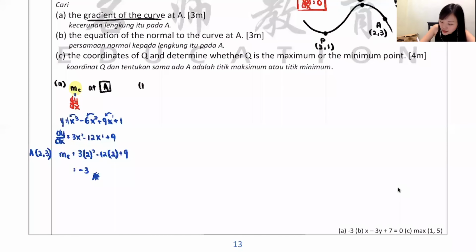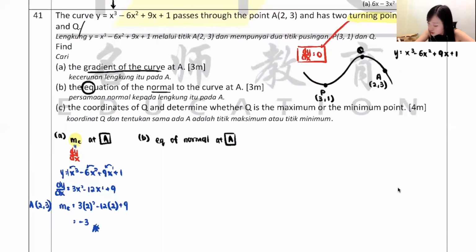Do you understand? Let's go on to B. For B, they say find the equation of the normal to the curve at point A also. So still at A. I'm scared you don't know, so I'll draw it for you. Here, the tangent will be this straight line. That is for the tangent. The normal will be at 90 degrees to this straight line. So this purple one is the normal.